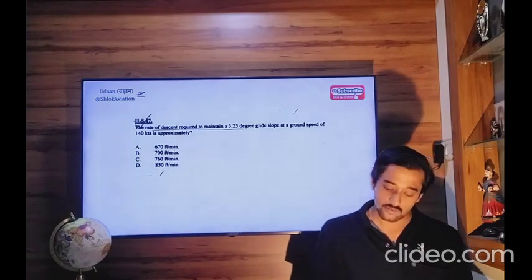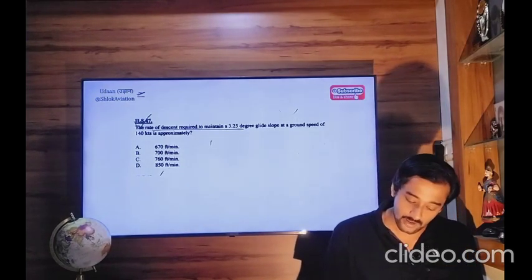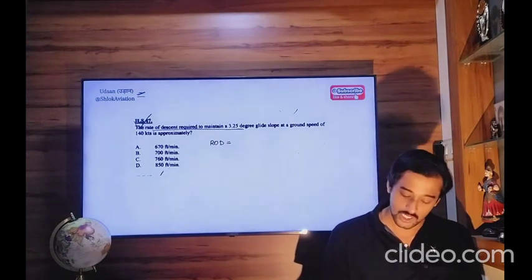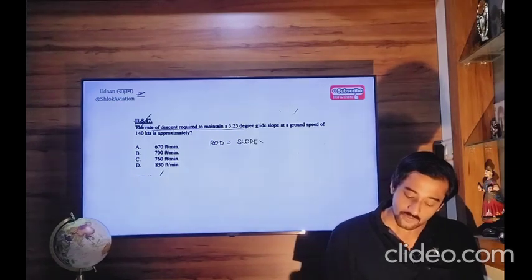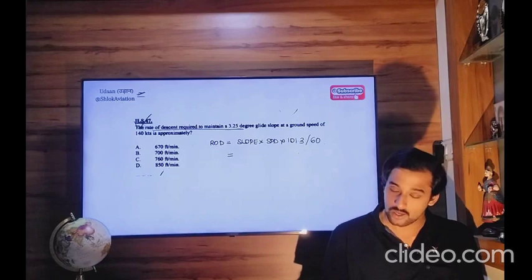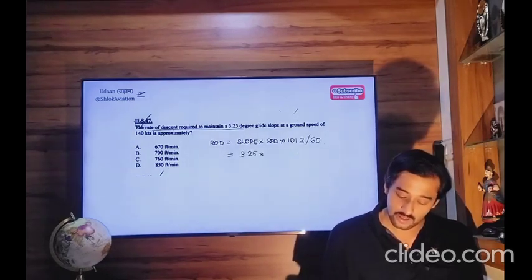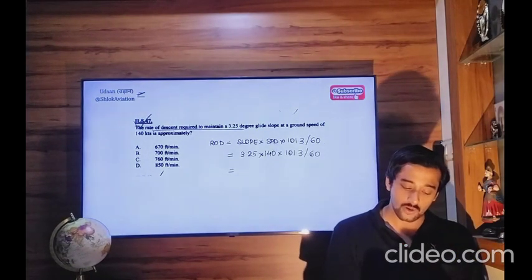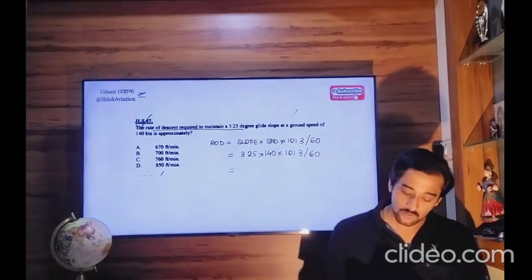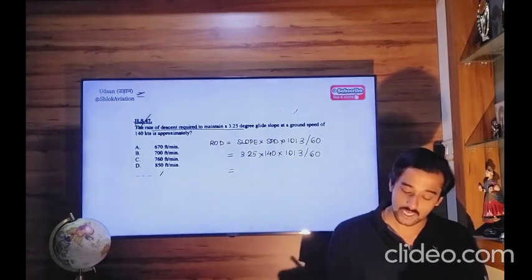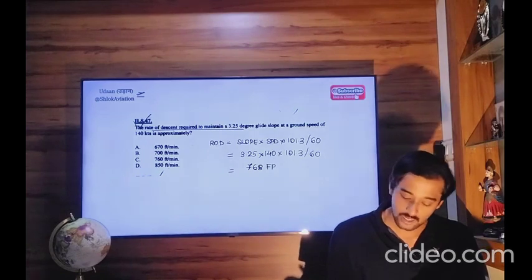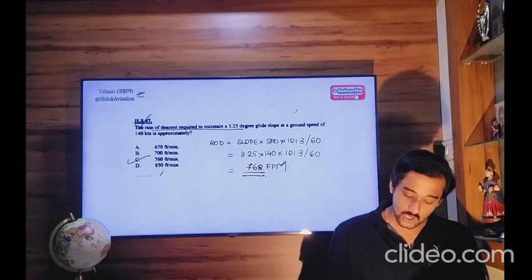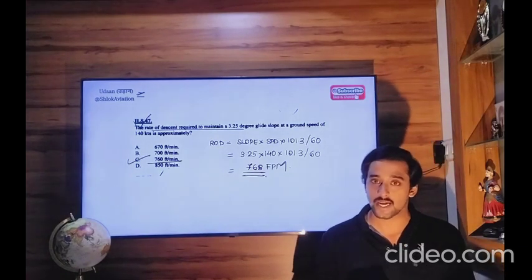What is the rate of descent if you want to maintain a 3.25 degree glide slope at a speed of 140 knots? Rate of descent equals slope into speed into 101.3 divided by 60. So it is equal to 3.25 into 140 knots into 101.3 divided by 60, which is equal to 768 feet per minute. So the closest option is option Charlie, 760 feet per minute. So you will select that.